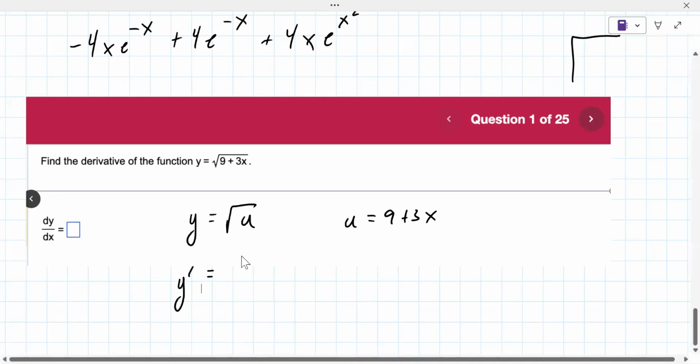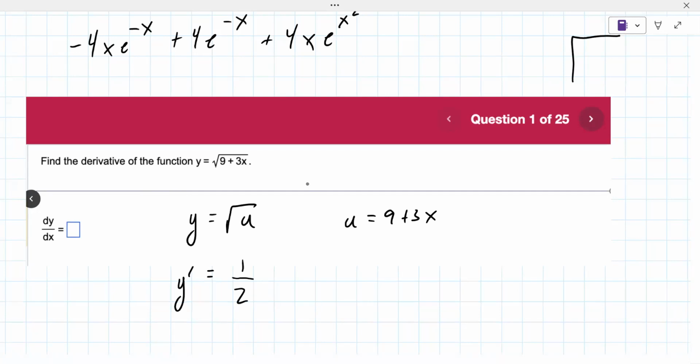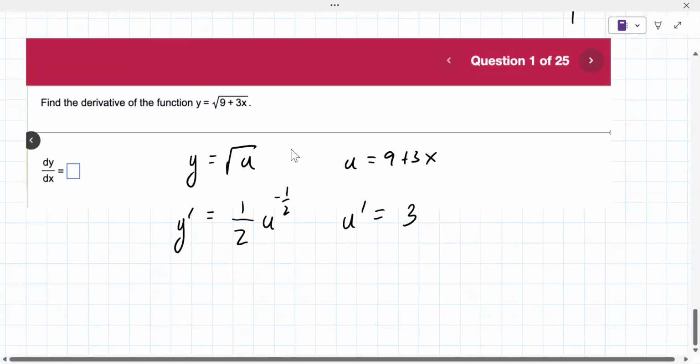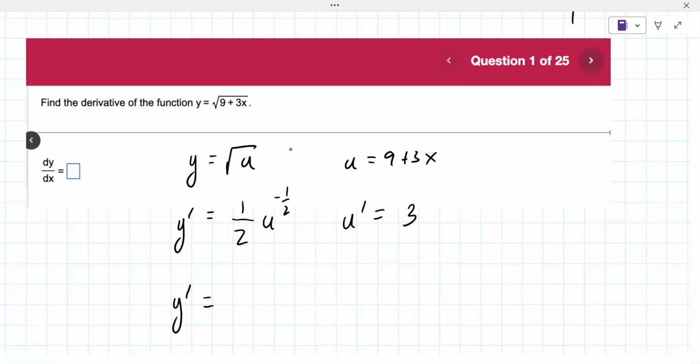All right, I'm back. Let me know if you have any questions. I'd take a derivative of this. Would y prime be 1/2 u to the 1/2? Minus 1/2. Yeah, minus 1/2, sorry. And u prime would be 3. Yes, good. So then your answer is 1/2, and instead of u, you put in the 9 plus 3x to the minus 1/2 times 3.